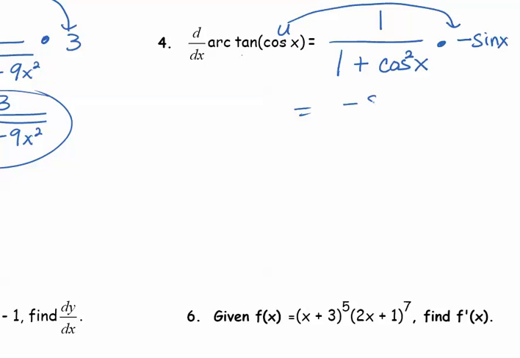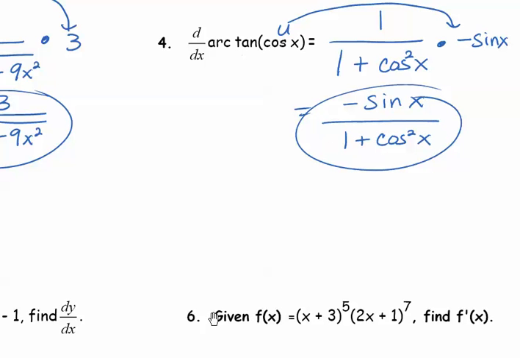So we could rewrite this. And if this were a 1 minus cosine squared, that would be a Pythagorean identity, but it's a 1 plus cosine squared, so I don't think we can really make this look much simpler.